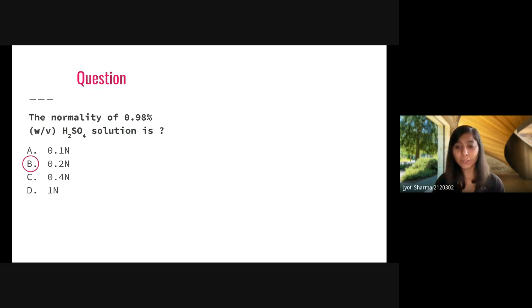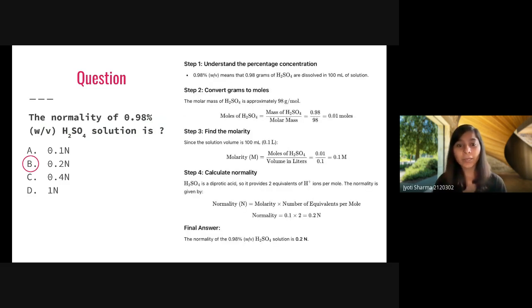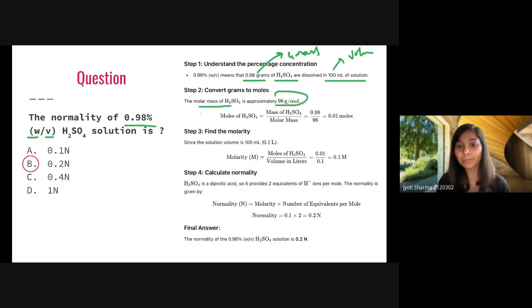So this will be 0.2 normality, and let me show you how you can calculate. Here it is given 0.98% weight per volume. It means we have 0.98 gram of H2SO4 dissolved in 100 ml of solution. So we know the given mass of H2SO4, and this is the volume. We also know the molar mass or molecular weight of H2SO4, which is 98. So you have given mass, you have molar mass, you have volume.